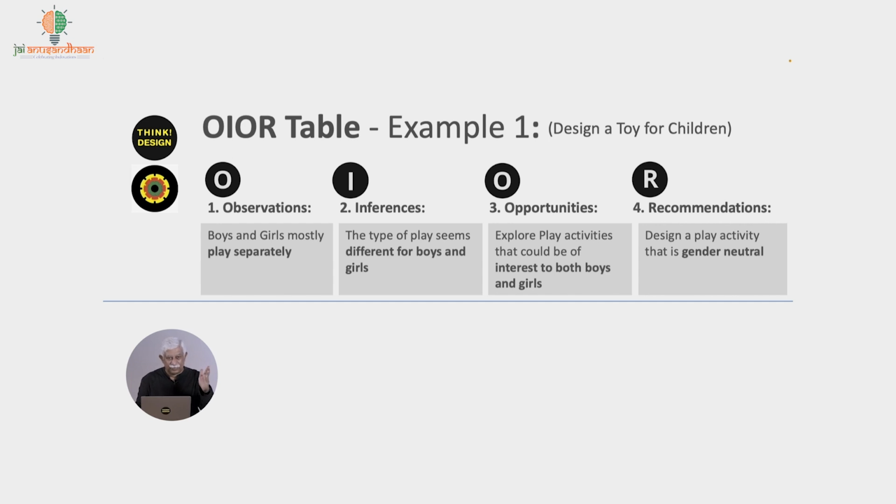Okay, so let's go through it. Boys and girls mostly play separately. That's the observation. The inference is that the play seems to be different for boys and girls. They play different kinds of games. And the opportunity is to explore activities that could be of interest to both boys and girls. So can you actually design play activities that are gender neutral?